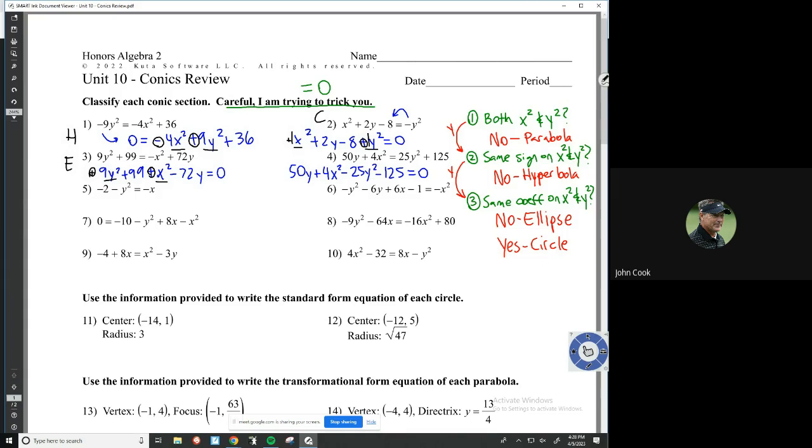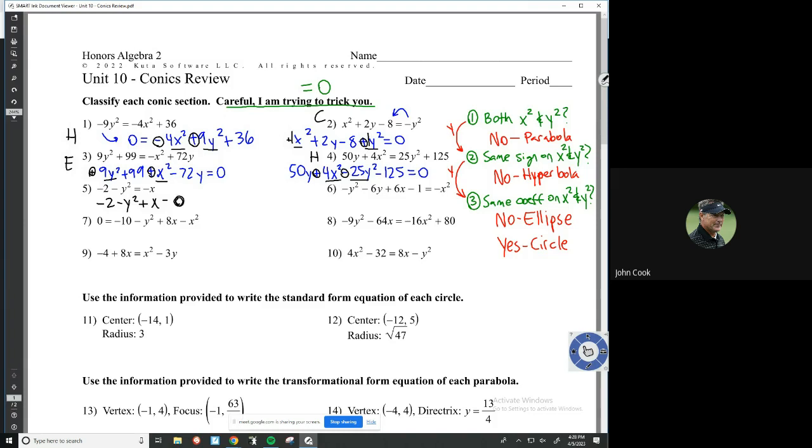So now I ask the three questions. Do I have both an x squared and a y squared? I do indeed. Do they have the same sign? No, they do not. So that makes this a hyperbola. If I move the x over, I get negative 2 minus y squared plus x equals 0.